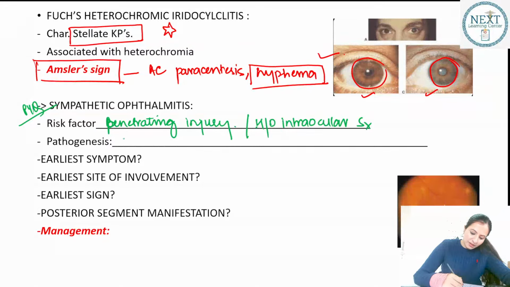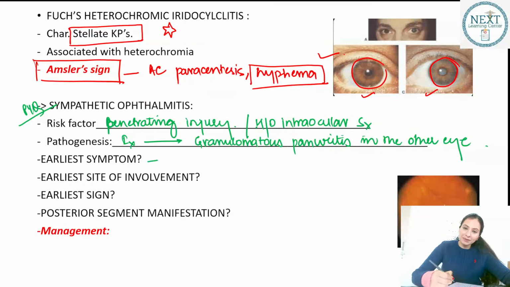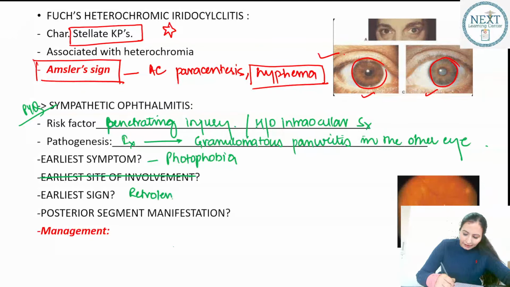Pathogenesis, it involves you have got two eyes. The eye with the injury will eventually lead to granulomatous panuveitis in the other eye. This is sympathetic ophthalmitis. So earliest symptom is going to be photophobia and earliest sign is going to be retrolental flare. If you ask me the management, nothing.